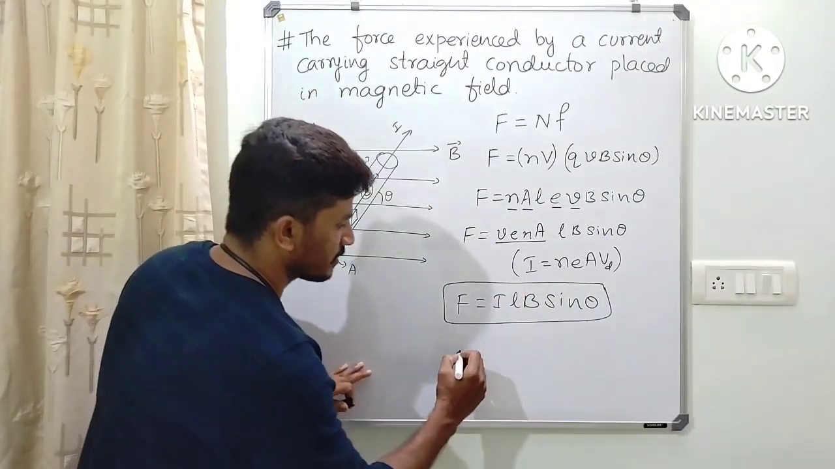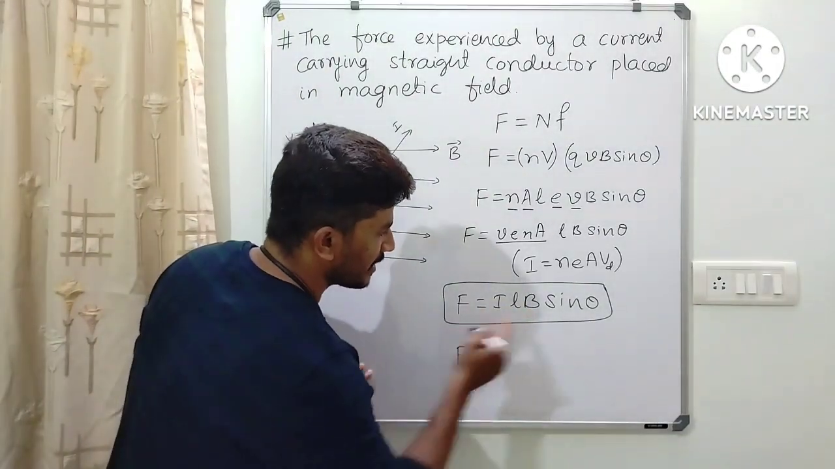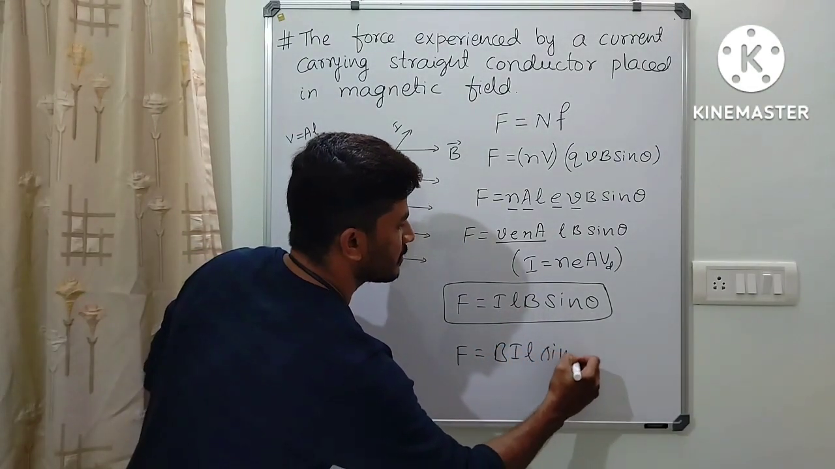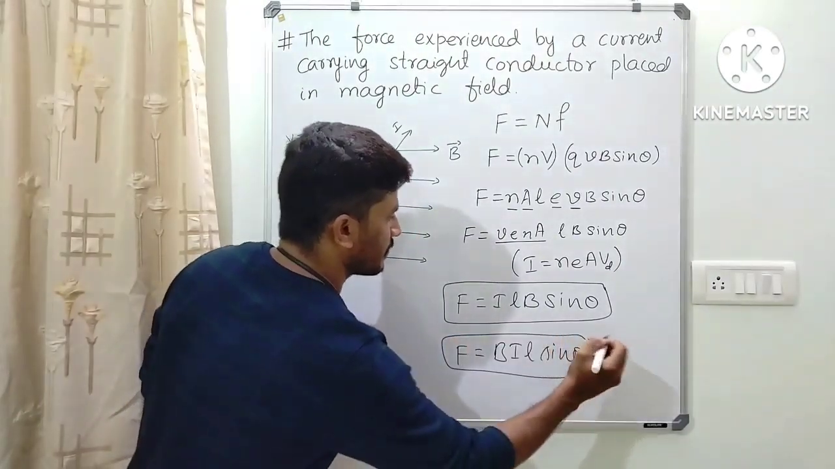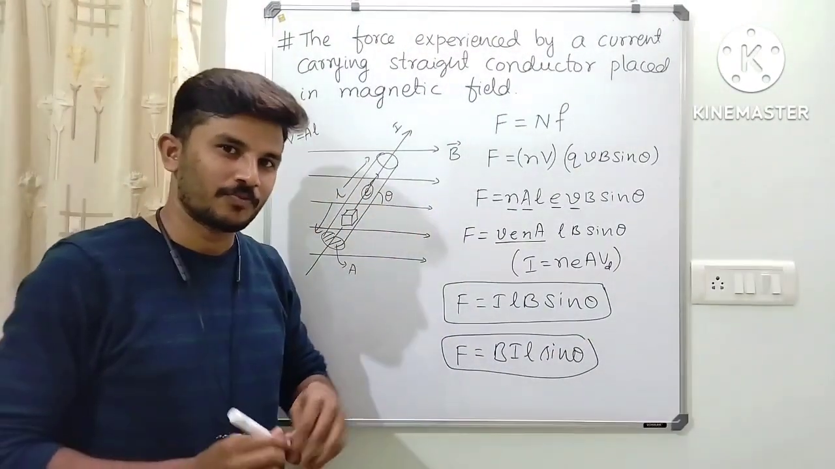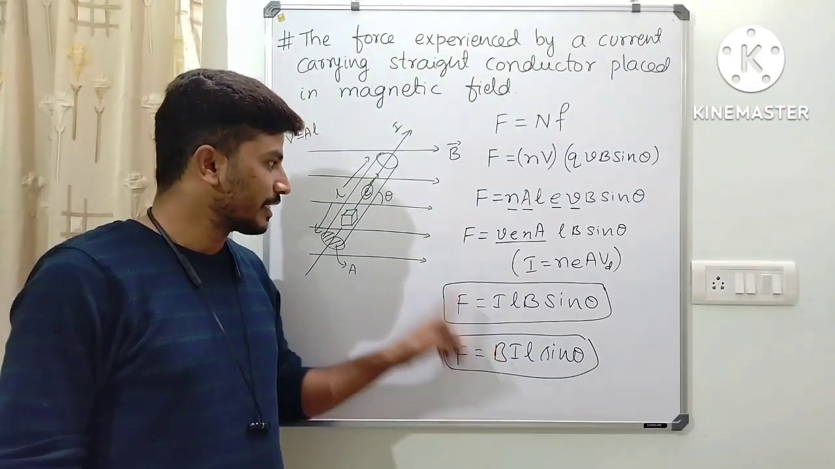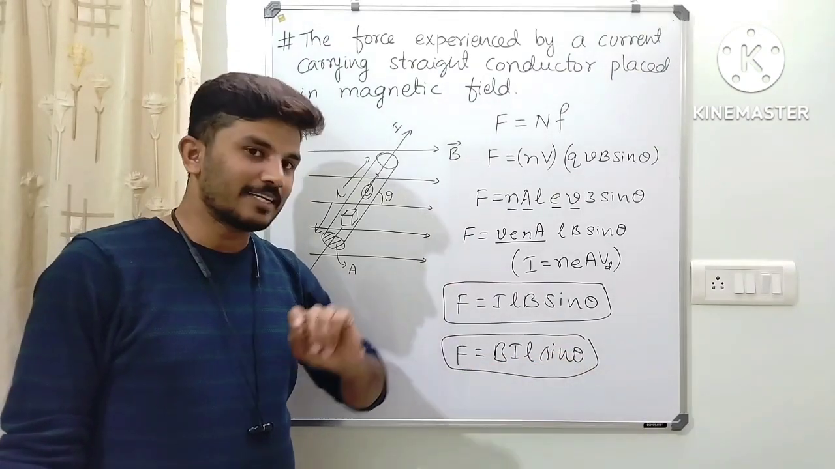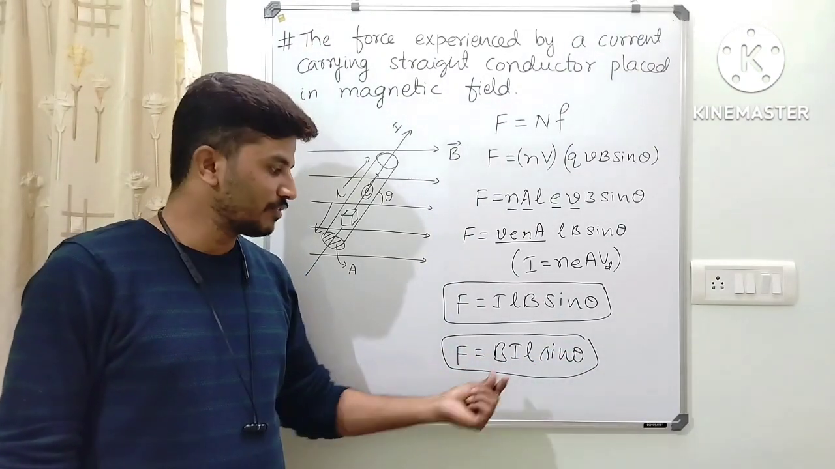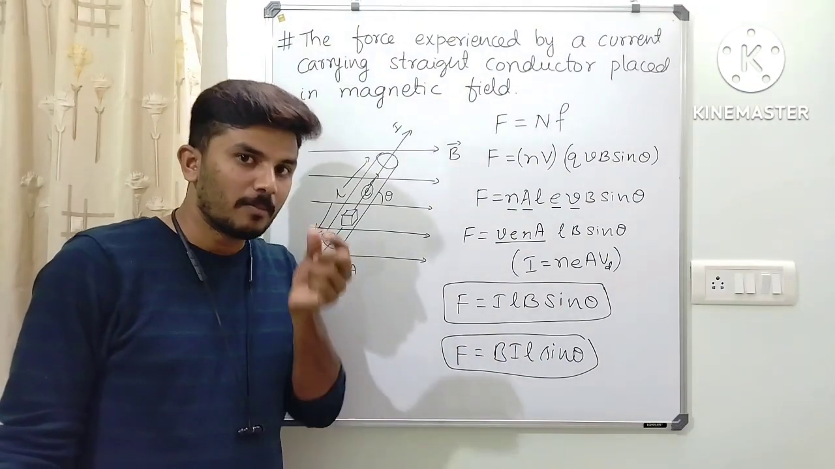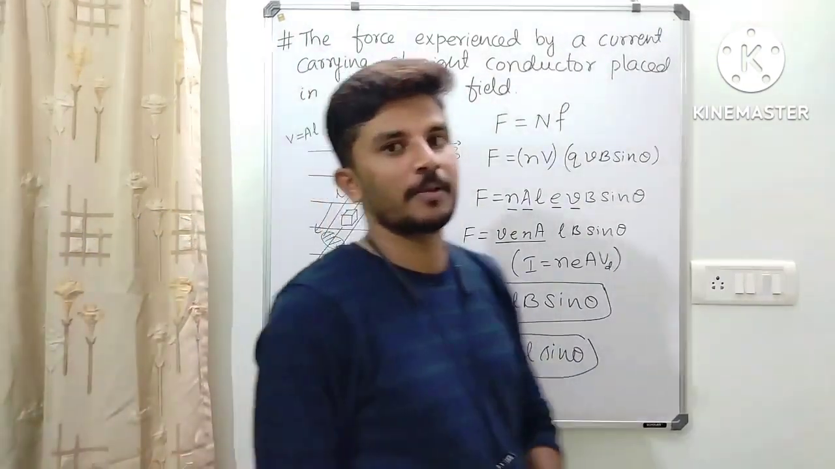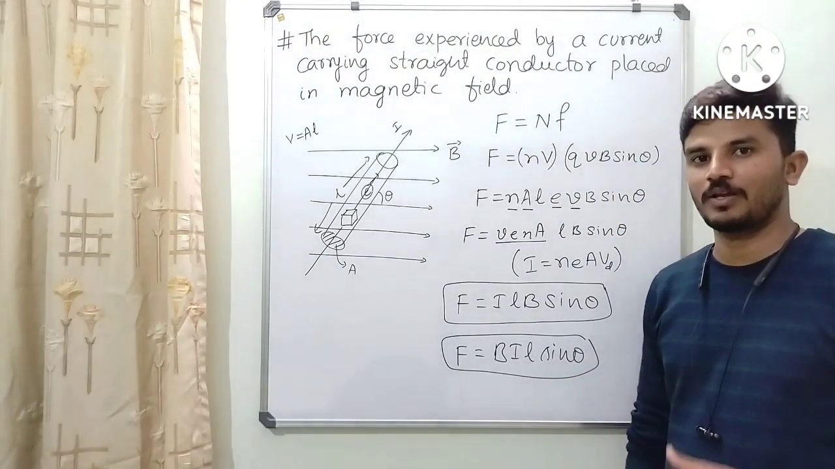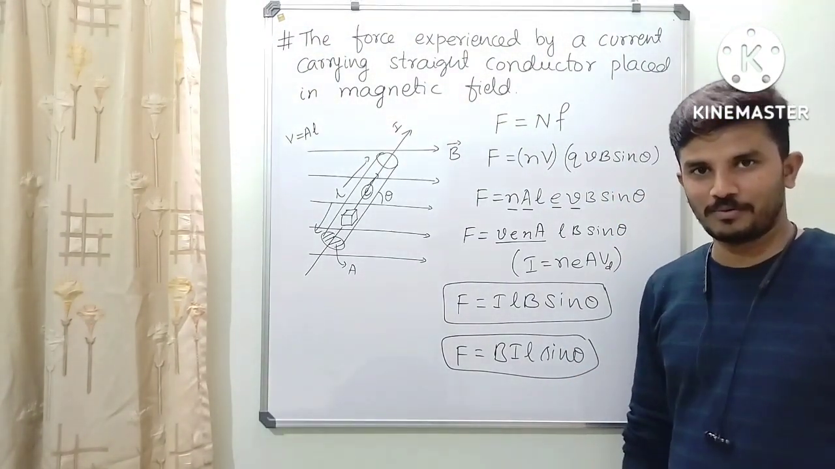So in order to remember this in a very easy way, I write this as BIL sin theta. So the force acting on a current carrying conductor placed in a magnetic field making an angle theta, whose length is L and in which the current flowing is I, the magnitude of force acting on it is given by BIL sin theta. I hope this one is clear to you.